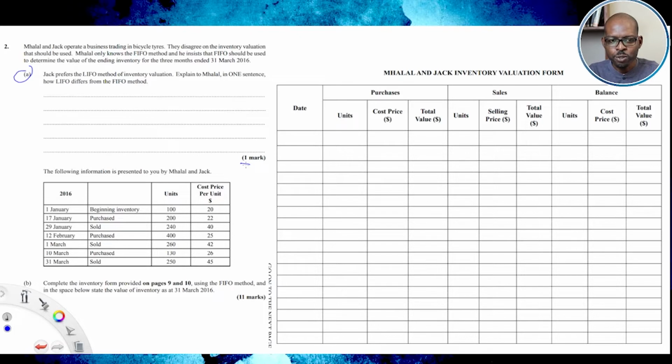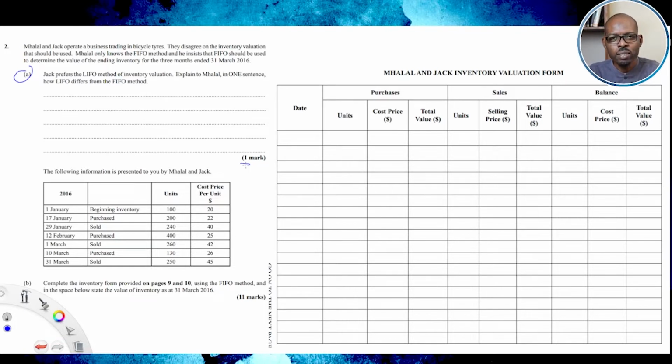So let's read the scenario. It says that both persons operate a business trading in bicycle tires. They disagree on the inventory valuation that should be used. Malal only knows the Fifo method, and he insists that Fifo should be used to determine the value of the ending inventory for the 3 months ended 31st March 2016. All right, fair enough. If that's all he knows, then that is what he's insisting on. So Jack has the responsibility of convincing him to use the Fifo method. But Malal will want an explanation. That's what it is saying as to what the difference is.